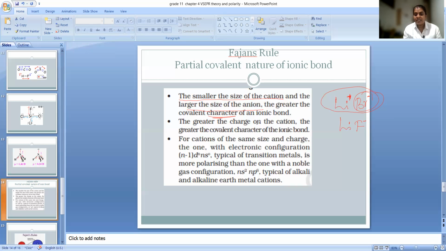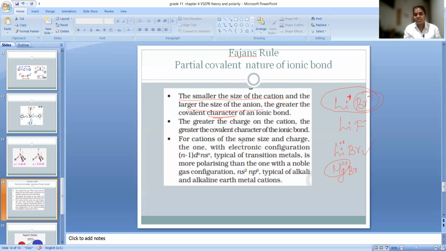Okay, so the greater the charge on the cation, the greater the covalent character of the ionic bond. So if you take LiBr and if you take MgBr, lithium has +1 and magnesium has +2 oxidation state. So the charge will be more here. So what will happen? It has more partial covalent nature than this one.